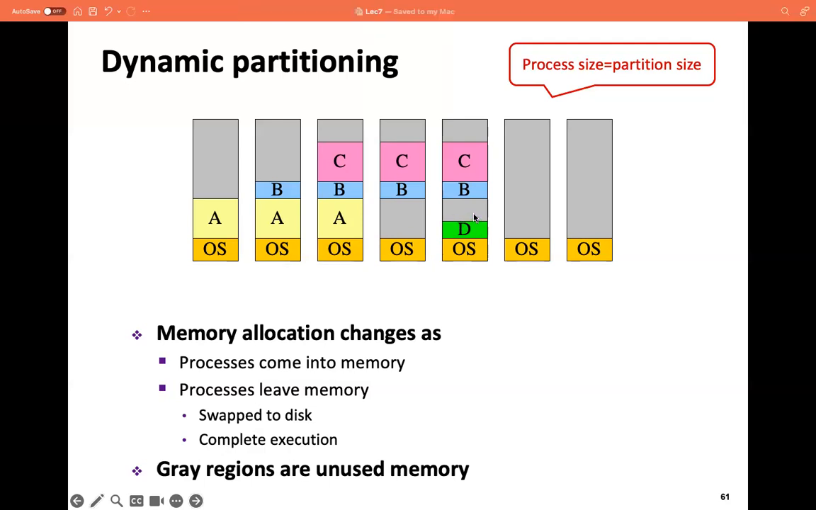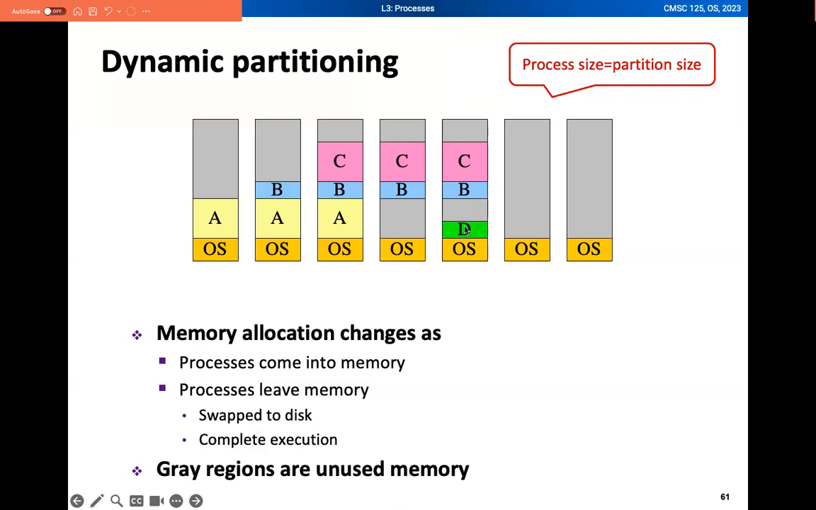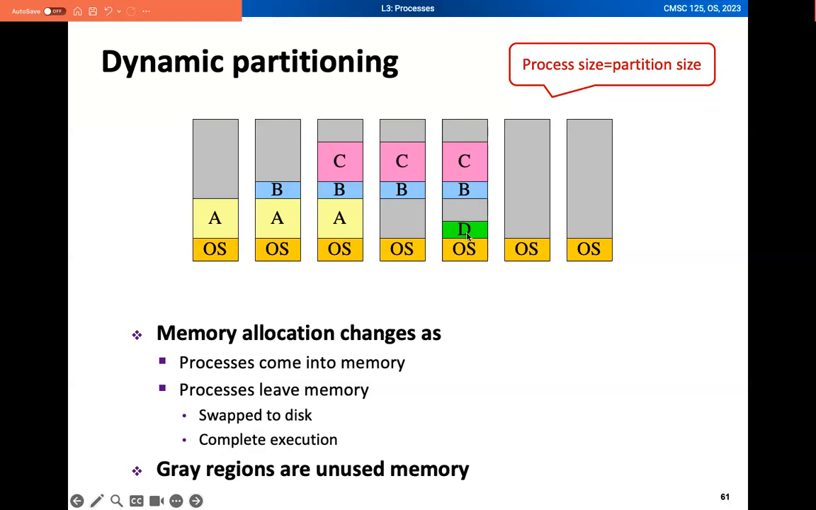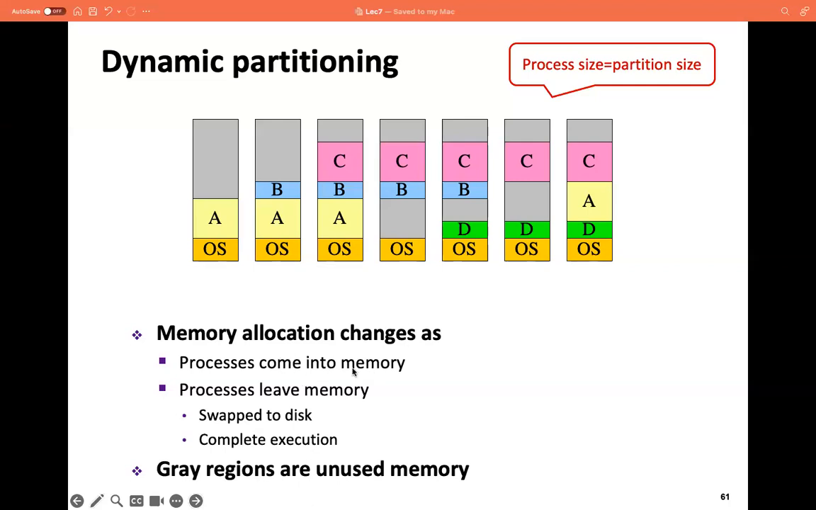So that's the difference again with dynamic partitioning and fixed partitioning. So in fixed partitioning, if this space was allocated for A, then no other process can enter it. Okay, but in this case, since A is done executing, then we can dynamically add D here. Okay, and now B is done executing and A wants to execute again, so we can reload A in some other space. Okay, so memory allocation changes as the processes come into the memory and when the processes leave memory.